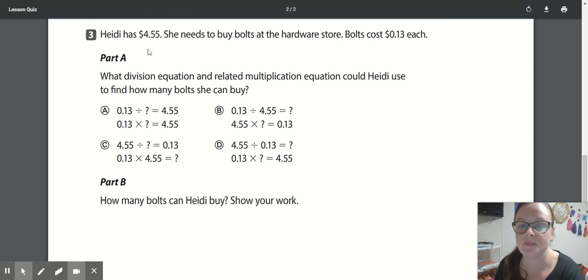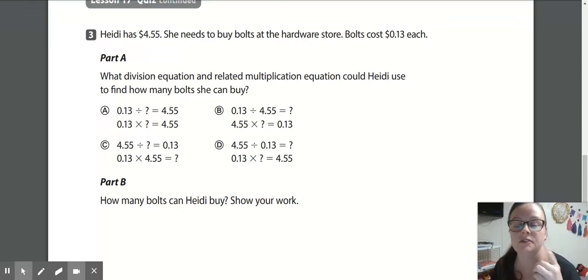Part A. What division equation and related multiplication equation could Heidi use to find how many bolts she can buy? So it's asking me for two things: a division equation and a multiplication equation. What's tricky about these problems is they all look so similar. Wow, this can be really overwhelming.